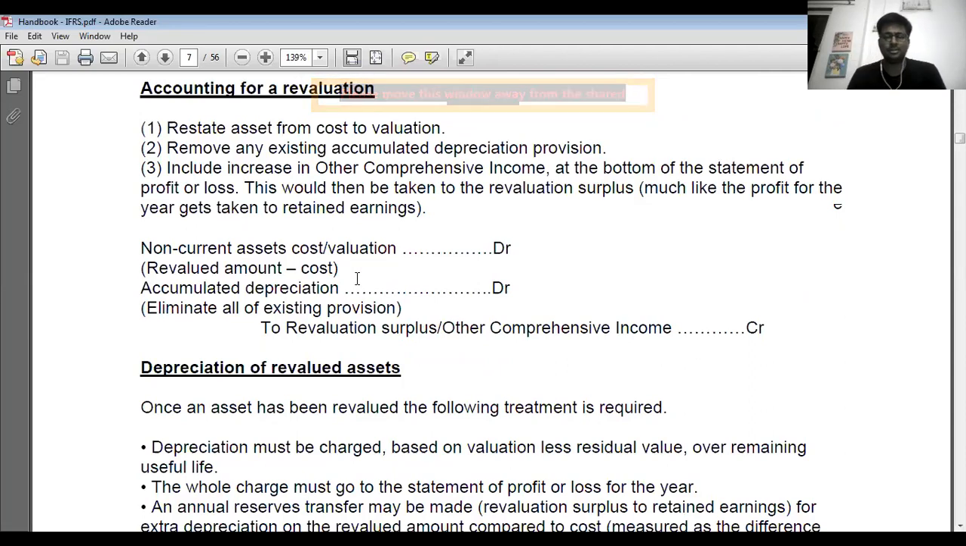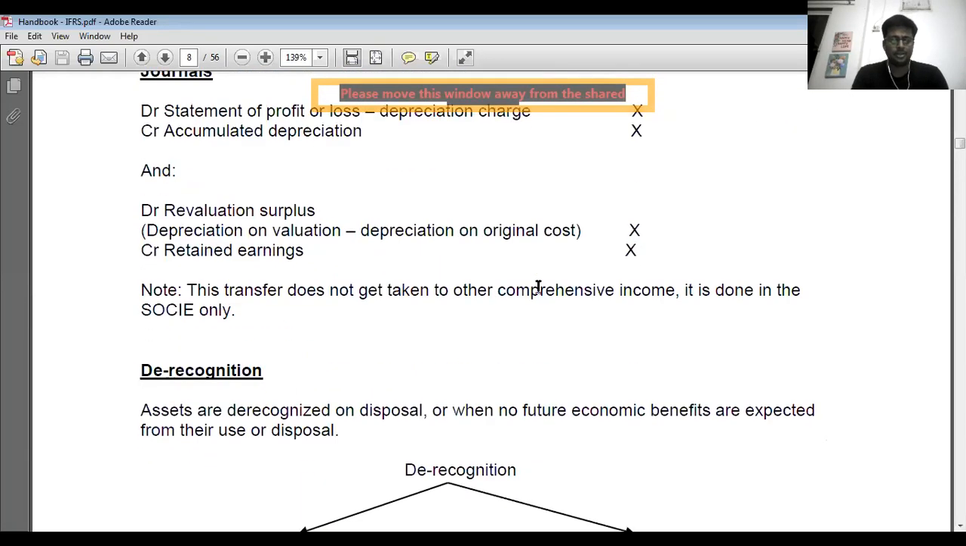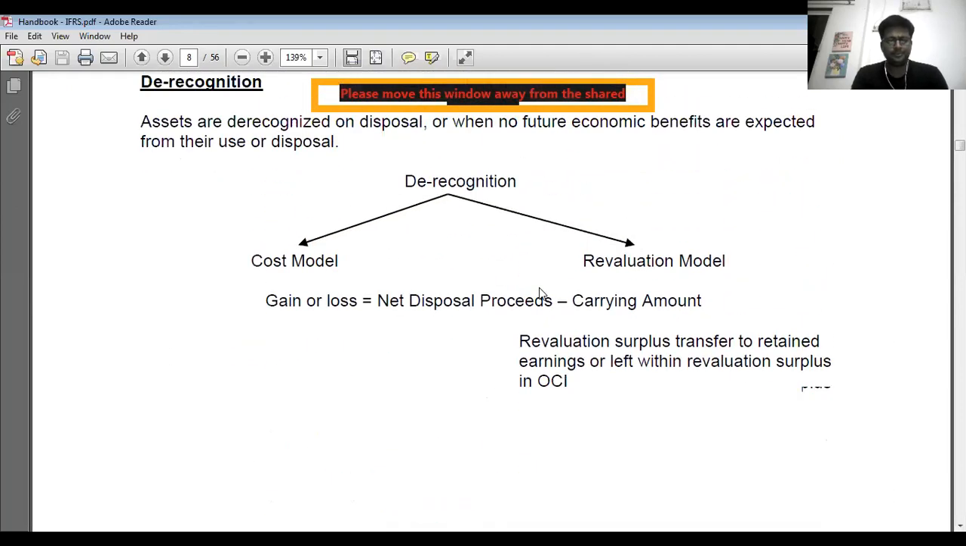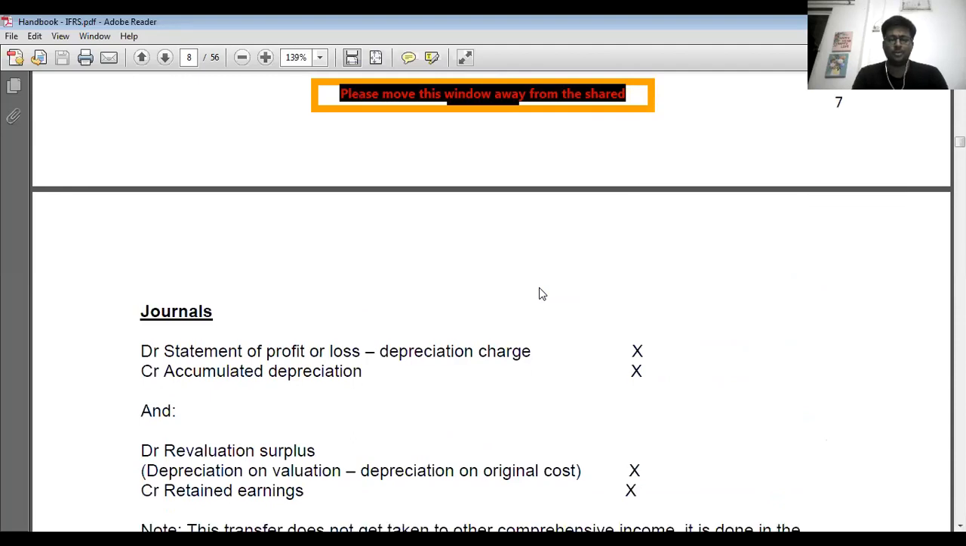But we have revaluation surplus in our balance sheet. In case of a revalued asset, we have two options available. One is that a company can transfer annually, to the extent of additional depreciation, from revaluation surplus to retained earnings. The other option is not to transfer annually. The transfer will be done once the asset is disposed of, scrapped, or sold, or its useful life is finished. So two options are available: annual transfer or no annual transfer. That is basically what property, plant and equipment is.